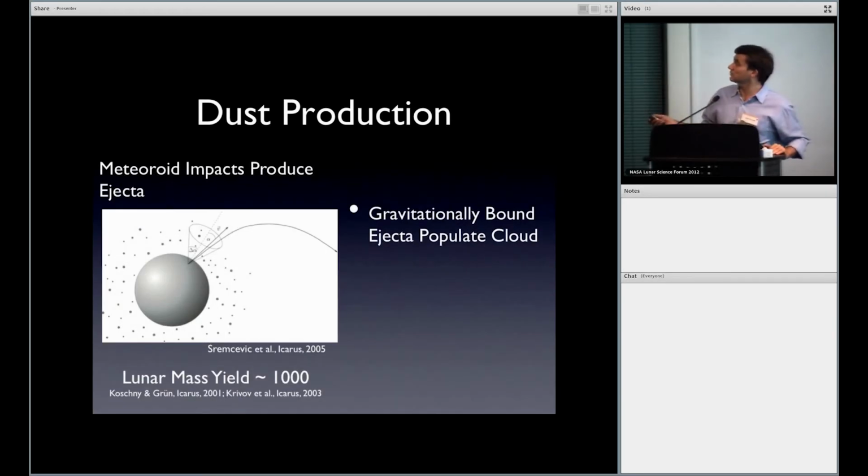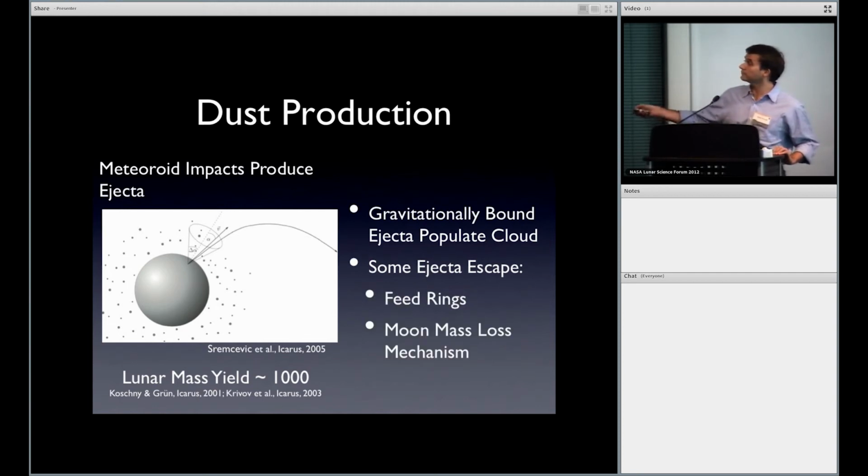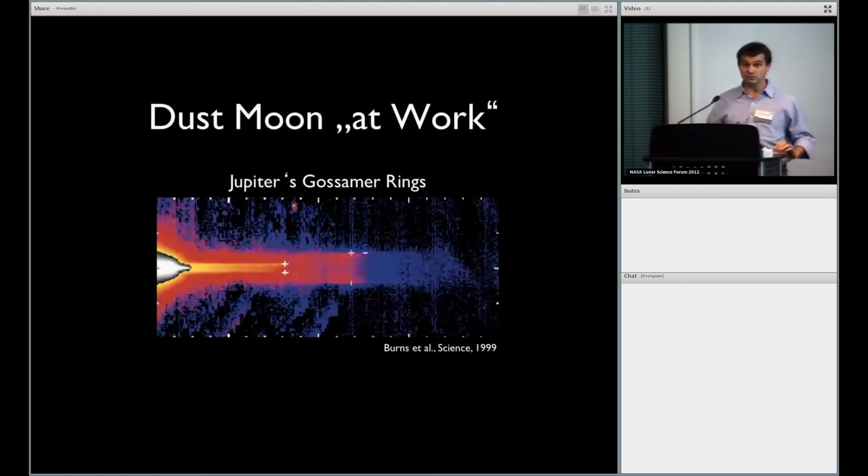So, dust production. Micrometeorites are present everywhere, and they impact the surface. Most of these particles, depending on the size of the body, are gravitationally bound and move on bound trajectories. Some of these ejecta can escape, and in these cases, they can feed rings and produce planetary rings, or also contribute to the mass loss of the moons.